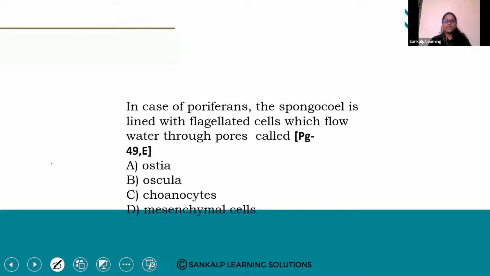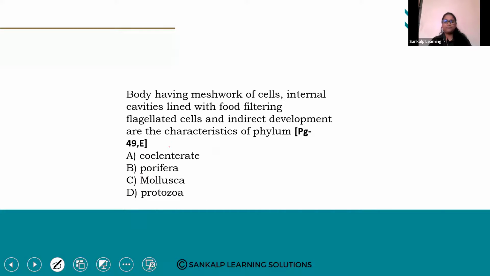Next question. In case of poriferans, the spongocoel, the cavity, is lined with the flagellated cells which flow water through pores called what? So the right answer is here ostia. The pores are called ostia.